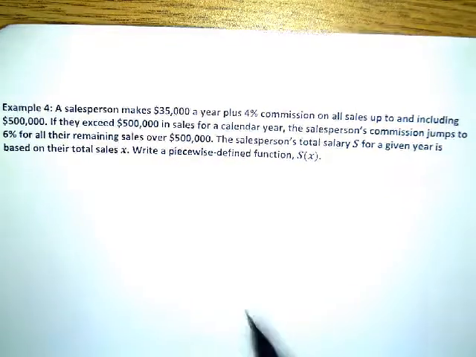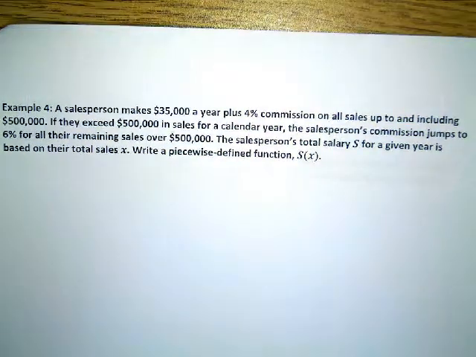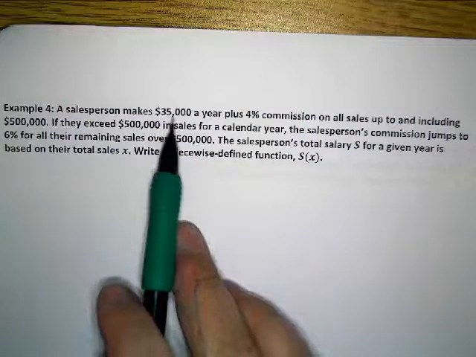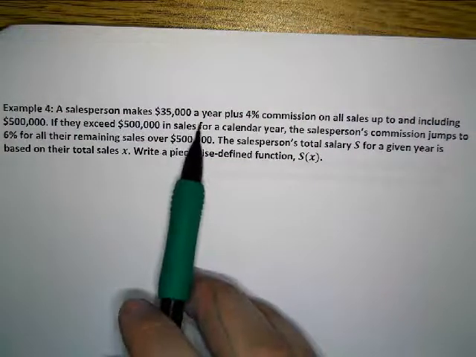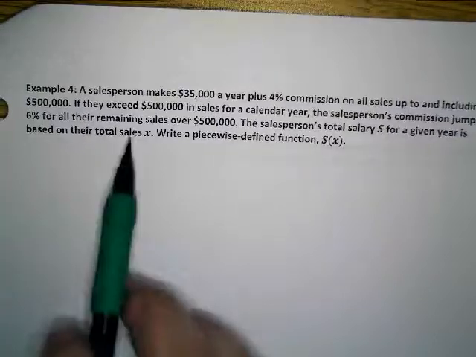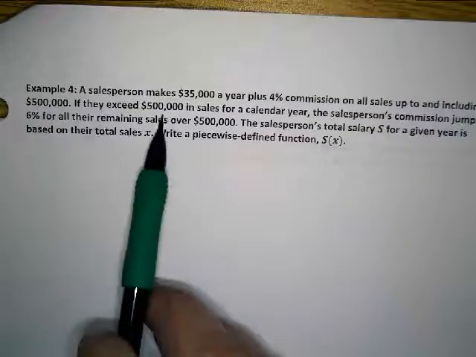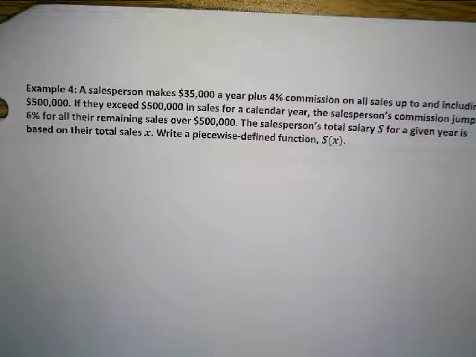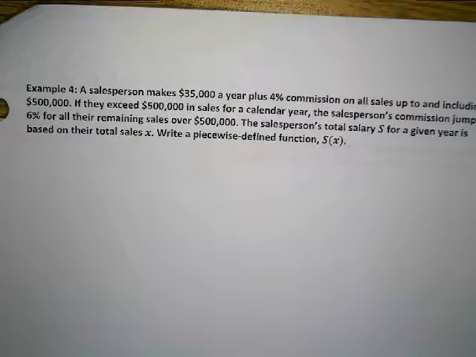Okay. A salesperson makes $35,000 a year plus a 4% commission on all their sales up to and including $500,000. If they exceed $500,000 in sales for a calendar year, the salesperson's commission jumps to 6% for all their remaining sales over $500,000. The salesperson's total salary S for a given year is based on their total sales X. Write a piecewise defined function S of X.